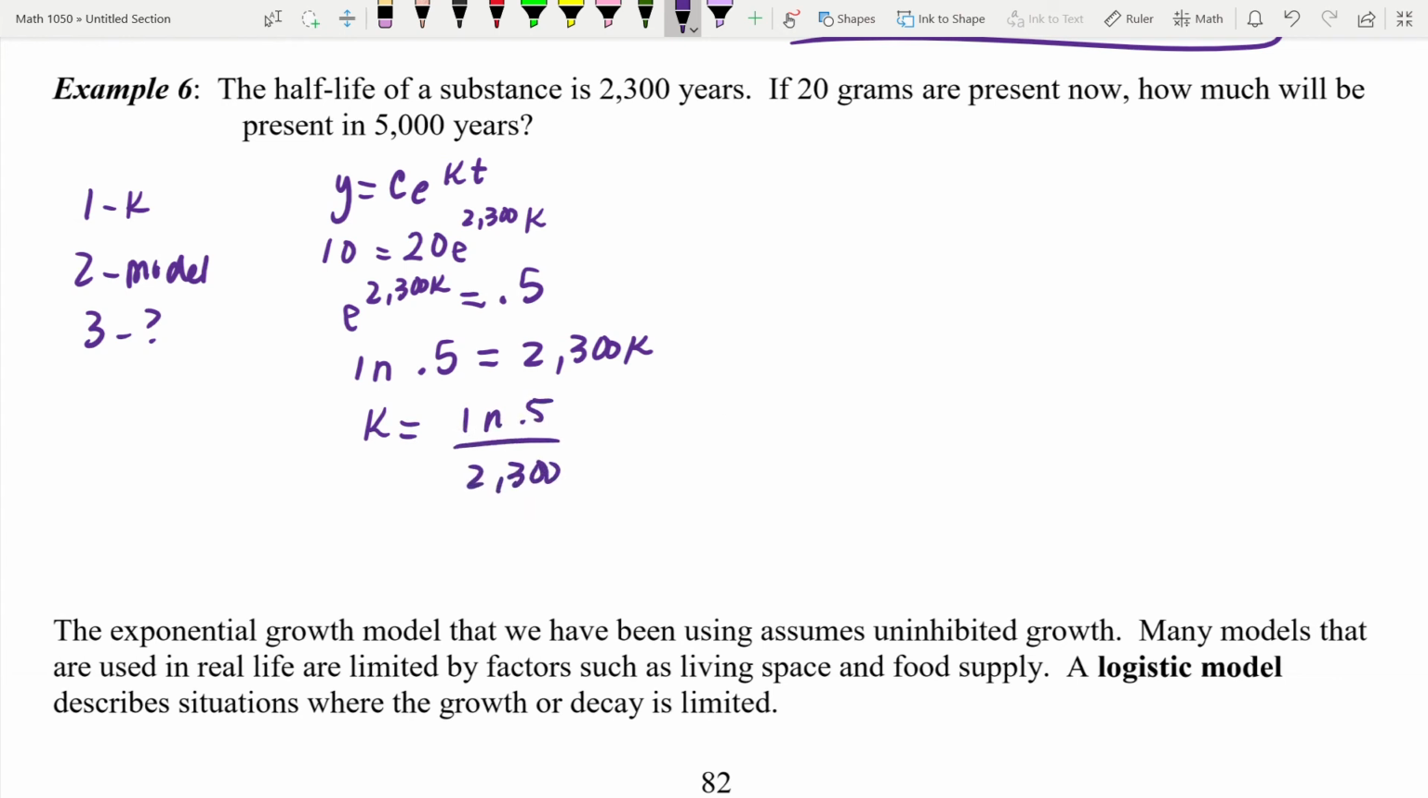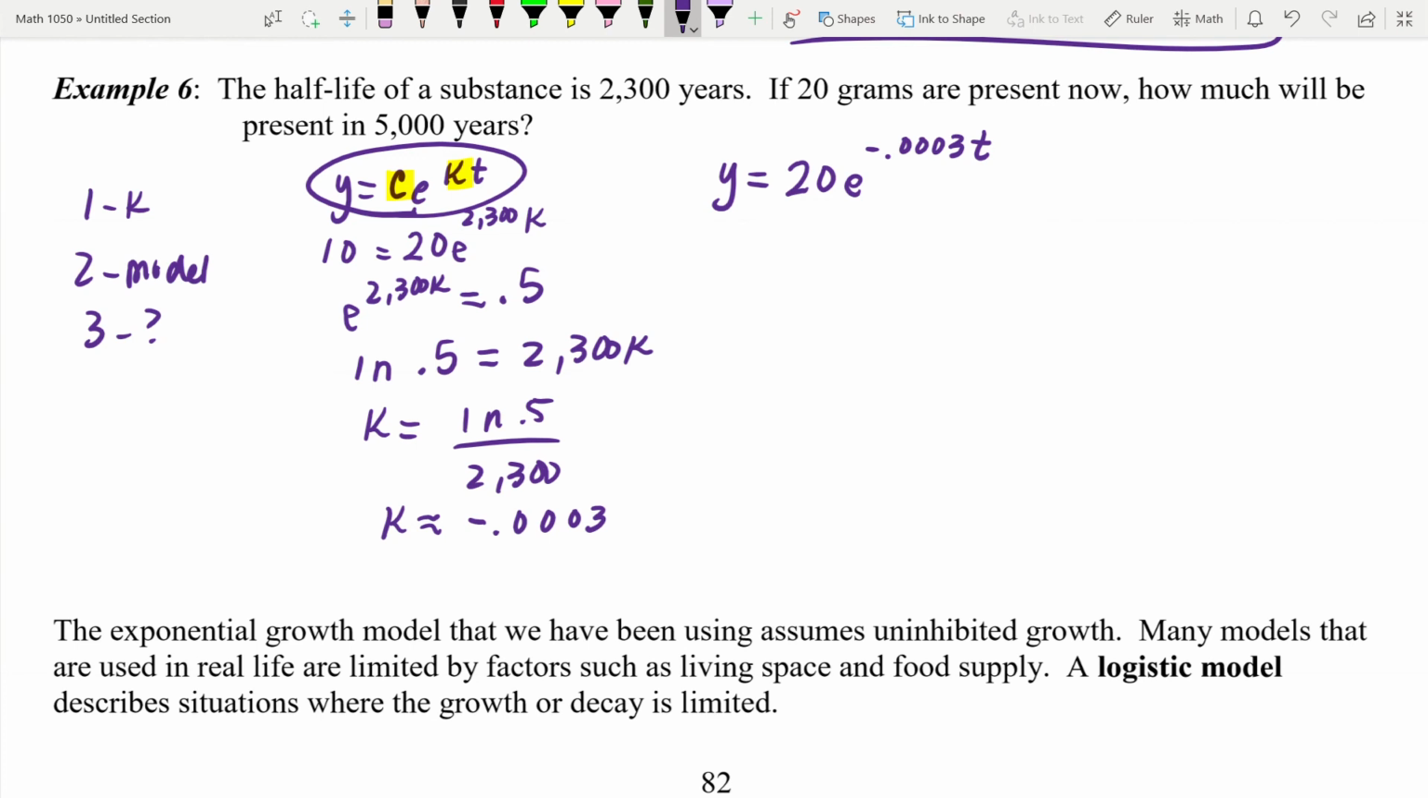Grab your calculator and go ln 0.5, close it off, divided by 2,300, hit enter, and we're going to go K is approximately negative 0.0003. Everybody hit store, enter. Step 1 is done. Now I'm going to do the model. Here's my model right there with a number put in for C and a number put in for K. So my model is going to be y equals 20, which is how much I started with, e to the negative 0.0003 times t.